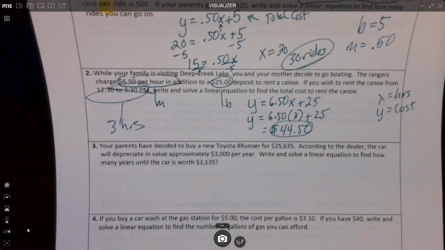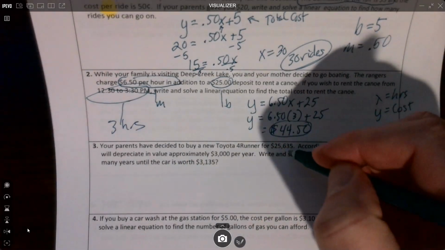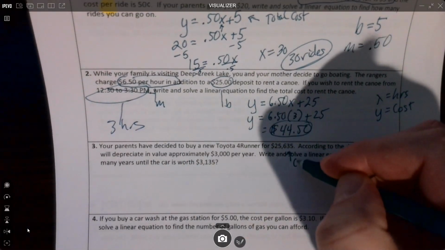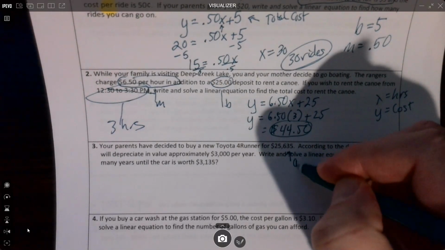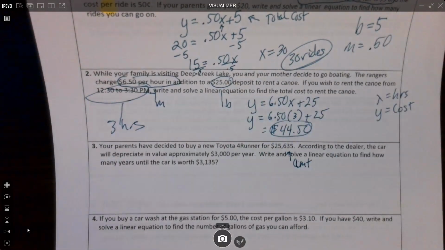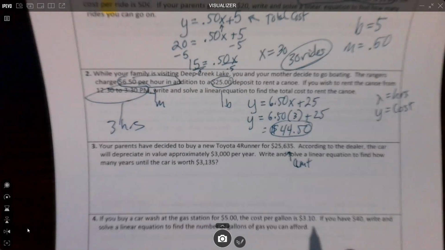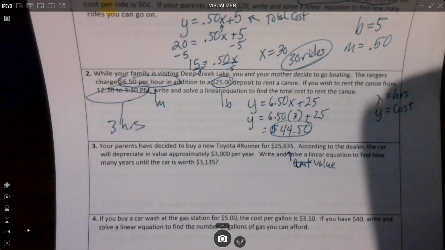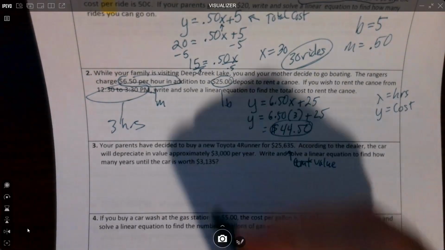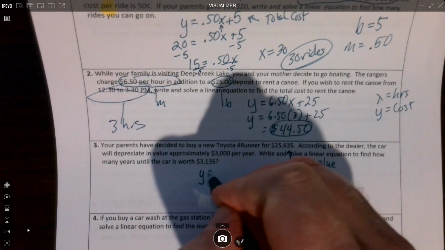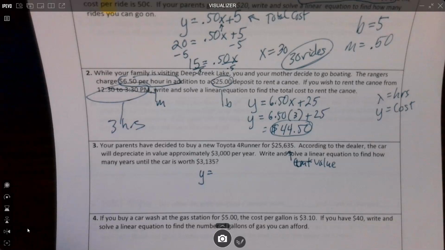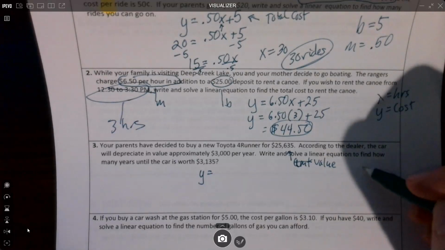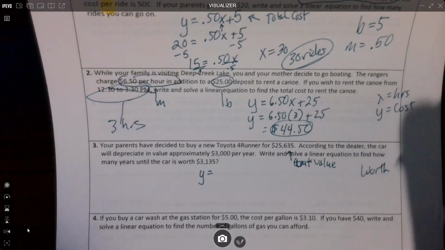All right, so we started off. So here's the starting cost, or starting amount. We'll just call it the value. Let's change that to value. So that's the initial value. So in this case, Y is going to be how much it's worth. So that's the worth of your car.